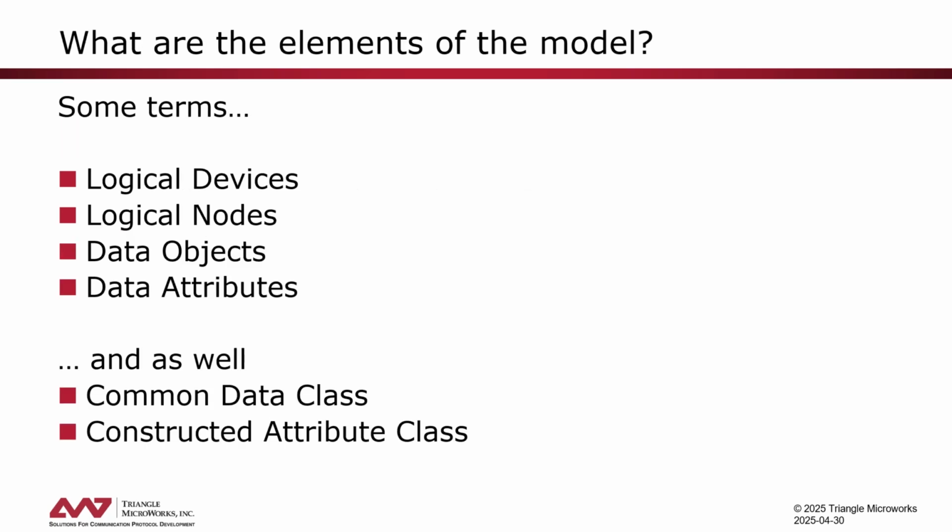Coming to the elements of the data model, we already learned in part 1 and in this little refresh that typically our data model consists of logical devices, logical nodes, data objects, and data attributes. But when we are discussing data models, we also need to discuss the data structures behind that, which are defined in what we call common data class and constructed attribute class.